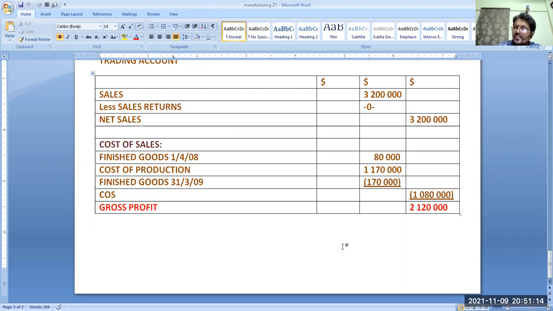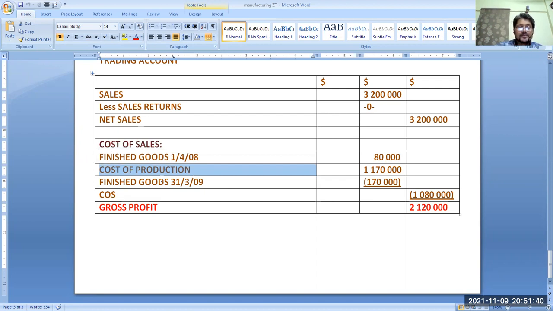Increase in provision, same. So we do not need any special attention for the P&L account of manufacturing. It's the same as merchandising. The only difference is here. This is the difference. Cost of production or manufacturing, what we call cost of goods manufactured in manufacturing, and there we have cost of sales in a different form.